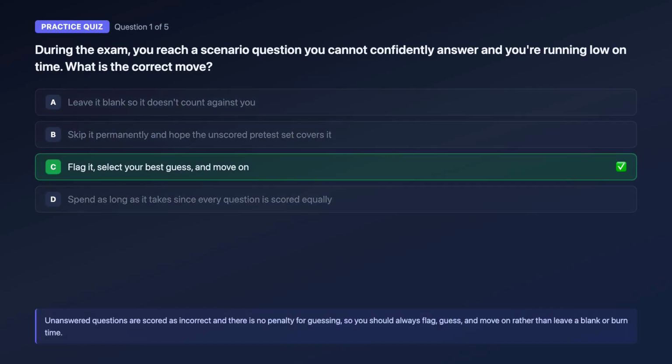This one is C. Unanswered questions are scored as incorrect, and there's no penalty for guessing, so a blank is a guaranteed 0 while a guess has upside. Flag it, pick your best option, and keep moving.